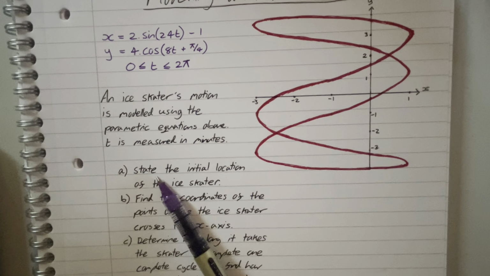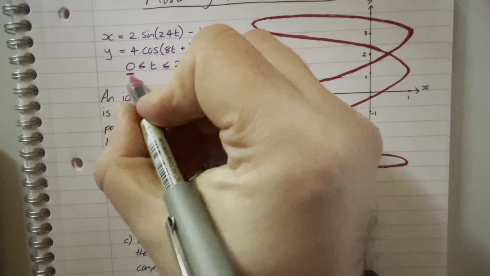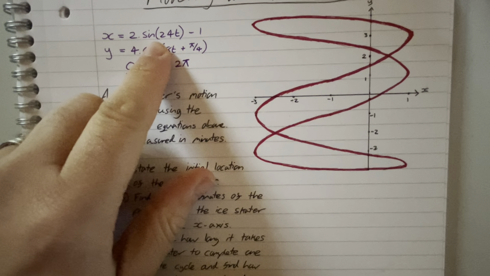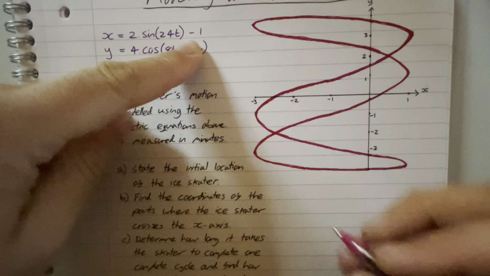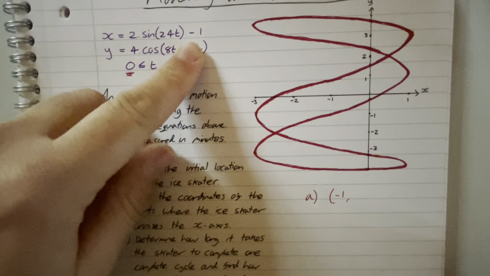For part A of the question, nice simple part to get us started into the question, is to state the initial location of the ice skater. Now the initial location is just going to be the first t value. Now in this case, t starts at 0, and that's usually what happens for the initial. So what we can do is we can just plug in t as 0. So 2 times sine of 0 is 0 minus 1. So the answer to part A, the x-coordinate is going to be minus 1.